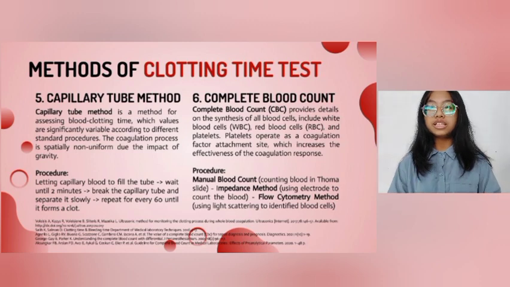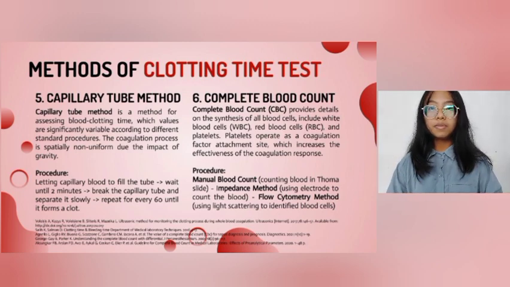The fifth is the capillary tube method. The capillary tube method is a method for assessing blood clotting time, whose value is significantly variable according to different standard procedures. The coagulation process is especially non-uniform due to the impact of gravity. The procedure is to let capillary blood fill the tube, wait 2 minutes, break the capillary tube and separate it slowly, and then repeat every 60 seconds until it forms a cone.